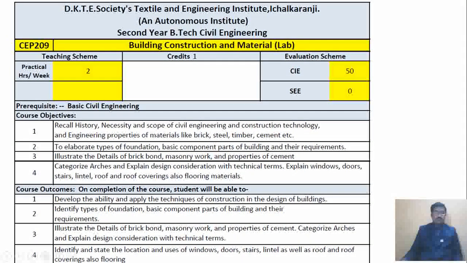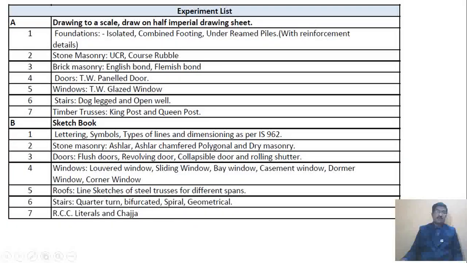What are the course outcomes? At the end of the course, the students can develop the ability to apply the techniques in the construction and design of buildings, identify the types of foundation, basic components or parts of the building and their requirements, illustrate the details of brick bond, masonry work, properties of cement, categorize the arches and explain the design considerations in technical terms, and identify and state the location and uses of windows, doors, stairs, as well as roof and roof coverings and flooring.